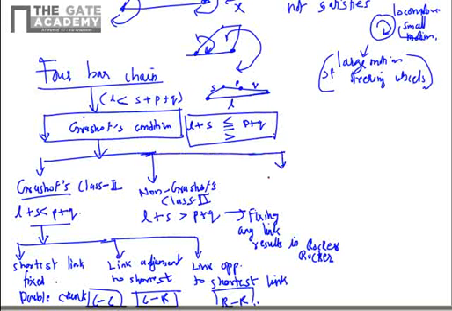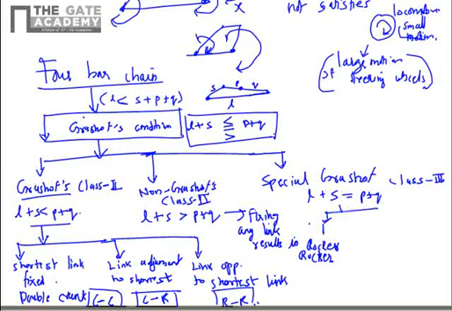The other category is spatial Grashof. In spatial Grashof, the condition satisfied is L plus S is equal to P plus Q. This is called class 3 Grashof mechanisms. Here you can have parallelogram, anti-parallelogram and deltoid.